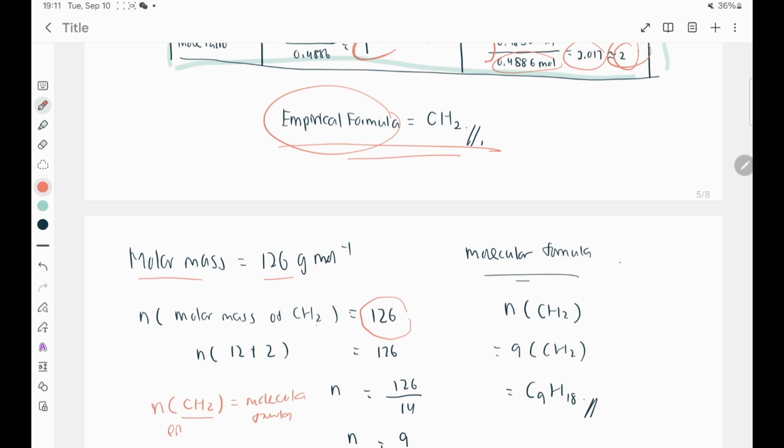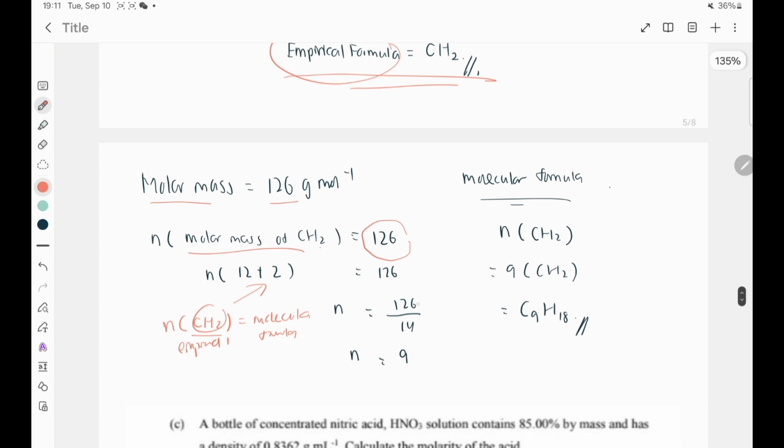So this one is empirical only. The molar mass for CH2 is 12 times 1 plus 1 times 2, so you will get a value of 14. So you divide 126 by 14, and you will get n is equal to 9. For the molecular formula, you simply substitute n is 9 into CH2, so you get a value of C9H18. This is the value that you will get.